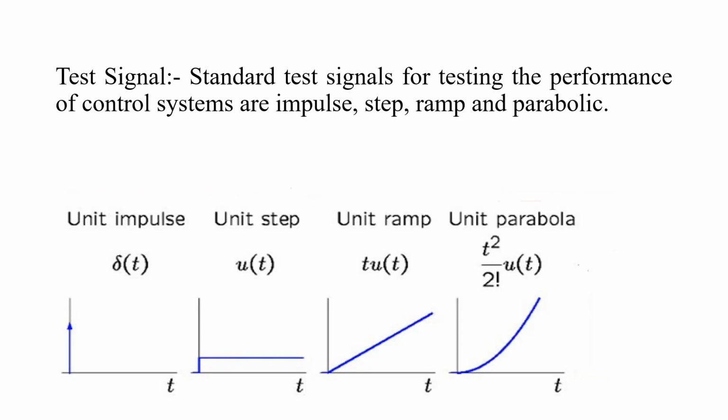Test signal. In control systems, the standard test signals are 4 types: impulse signal, step signal, ramp signal and parabolic signal. These all are shown in the figure. These signals are used to know the performance of the control system using the time response of the output.